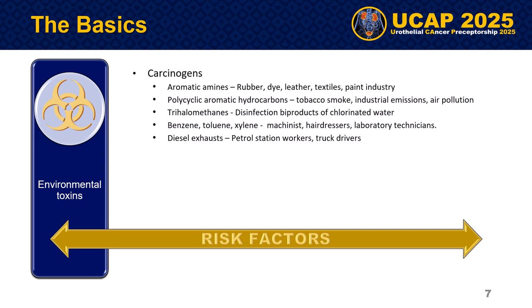Apart from cigarette smoke, there are multitudes of occupational carcinogens present in multiple industries. For instance, aromatic amines affect workers in rubber, dye, leather, textile, and paint industries. Diesel exhaust increases the risk in petrol station workers and truck drivers. Some environmental carcinogens, such as polycyclic aromatic hydrocarbons, are released from industrial emissions and become part of air pollution, thus putting entire populations at risk.